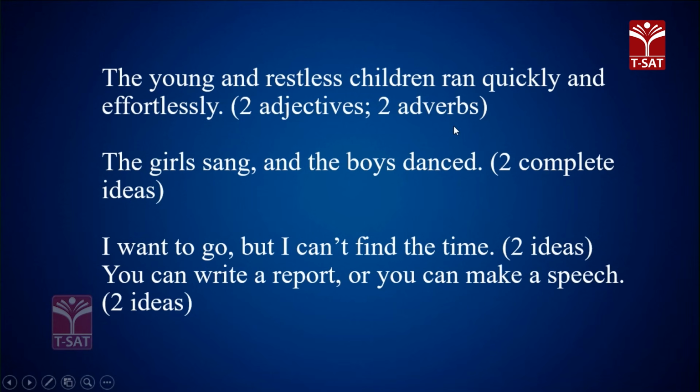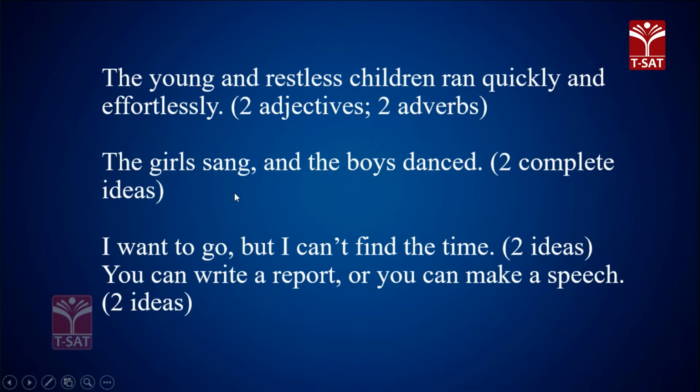See here, two adjectives and two verbs. The young and restless children ran quickly and effortlessly. The young and restless, these two are adjectives. Two adverbs, we are joining them: quickly and effortlessly. So, that is how "and" is used here.